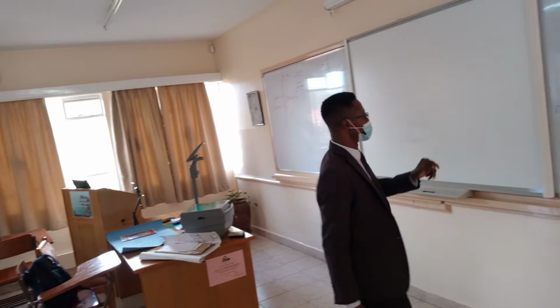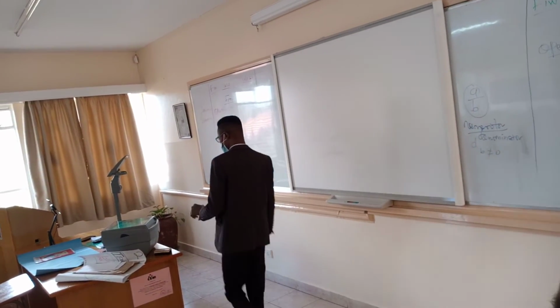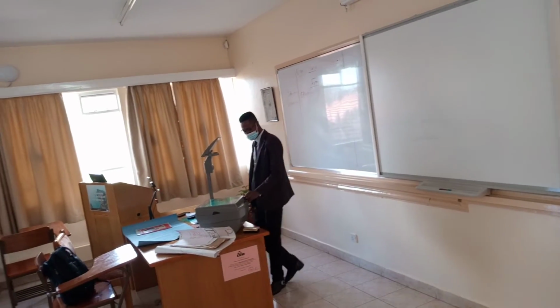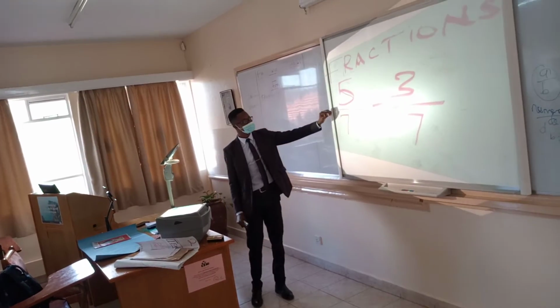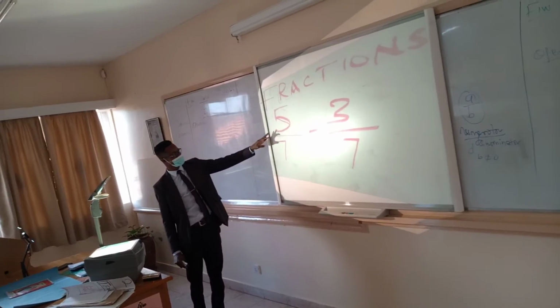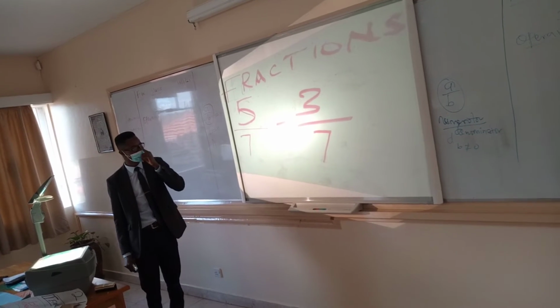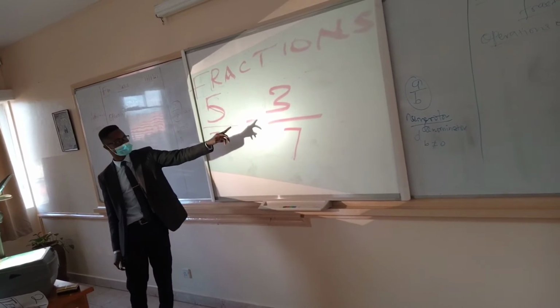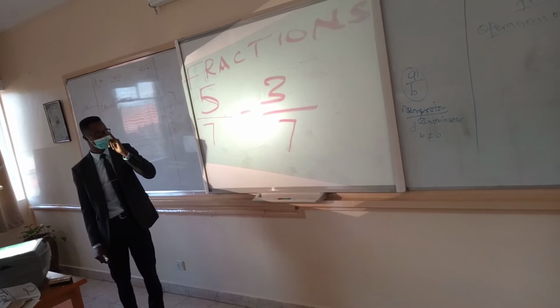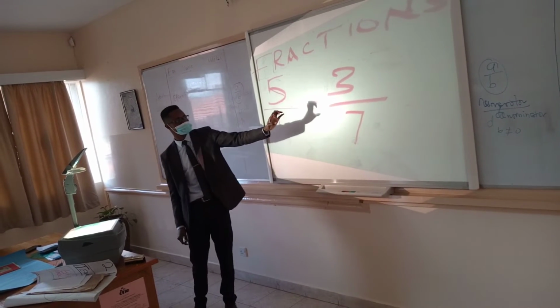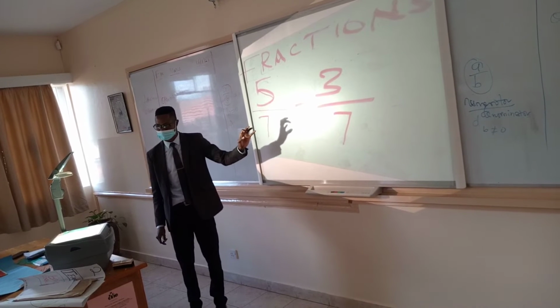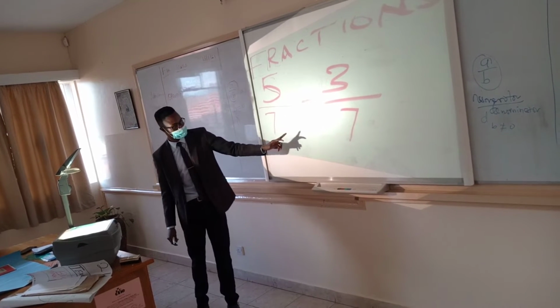So I have my teaching aid, and I'll be showing you something here. In fractions, we have 5 over 7, and we have minus 3 over 7. If you look at these two fractions, our aim is to subtract both of them.